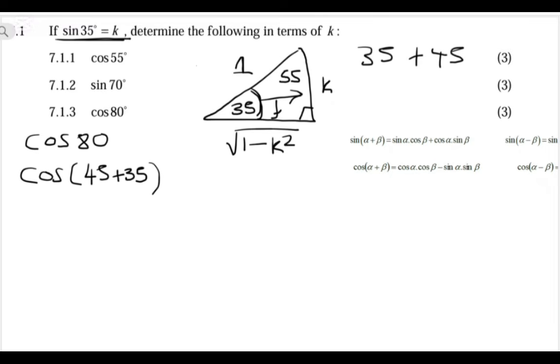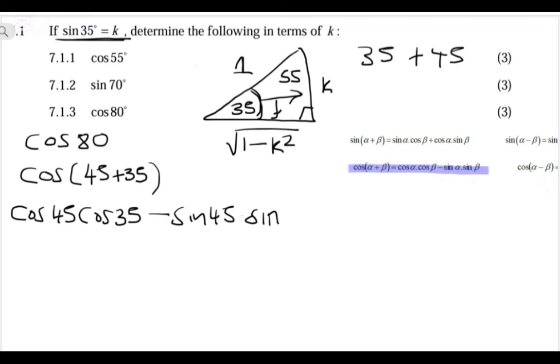And from this one, we can also use the compound angle, but this time around, we're going to use this one because it's cos of a sum. So we're going to use the cos compound angle formula. Perfect. So here we're going to have cos of 45 and then cos of 35. And then the sign is going to change there. Don't worry, they're going to give you this kind of formula sheet in your exam. And then it's going to be sine of 45 and then sine of 35.